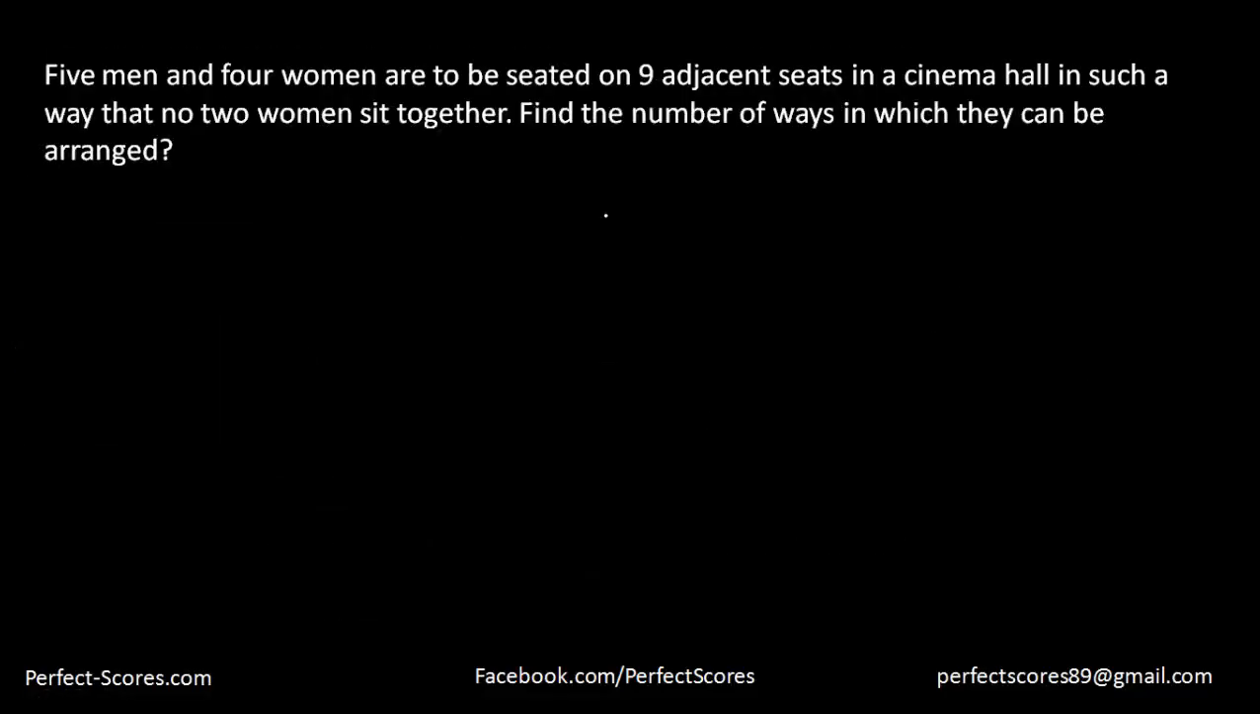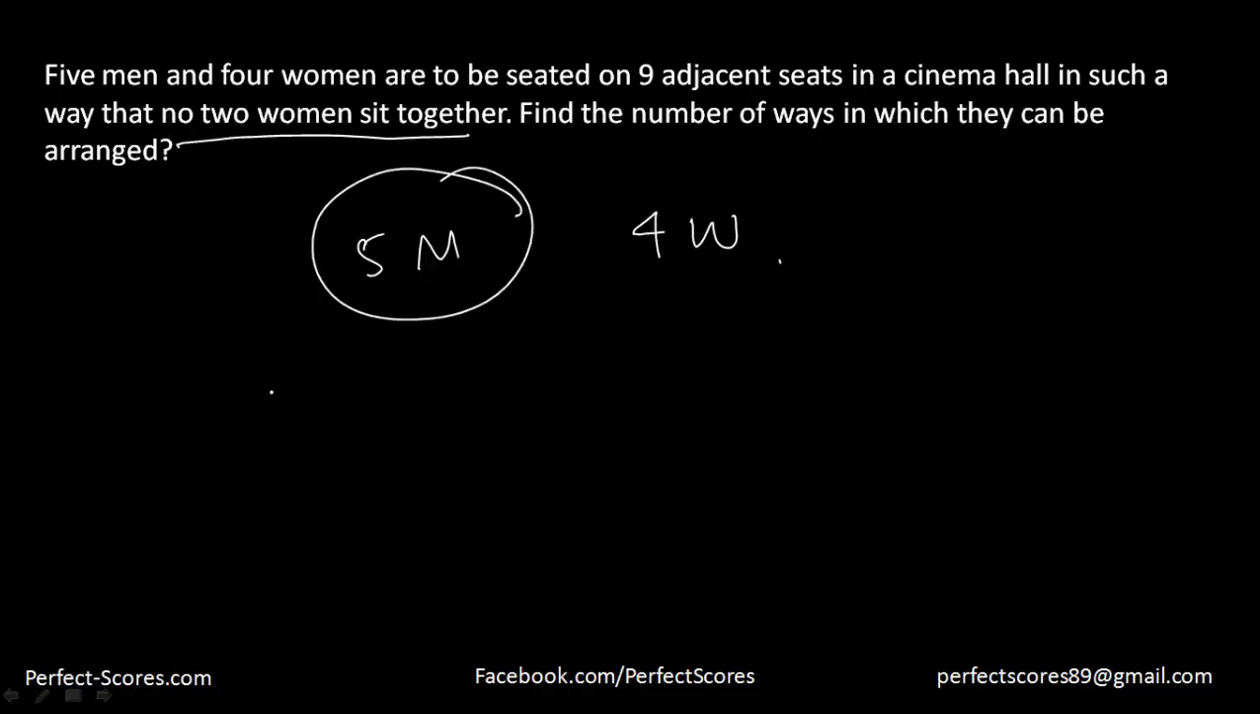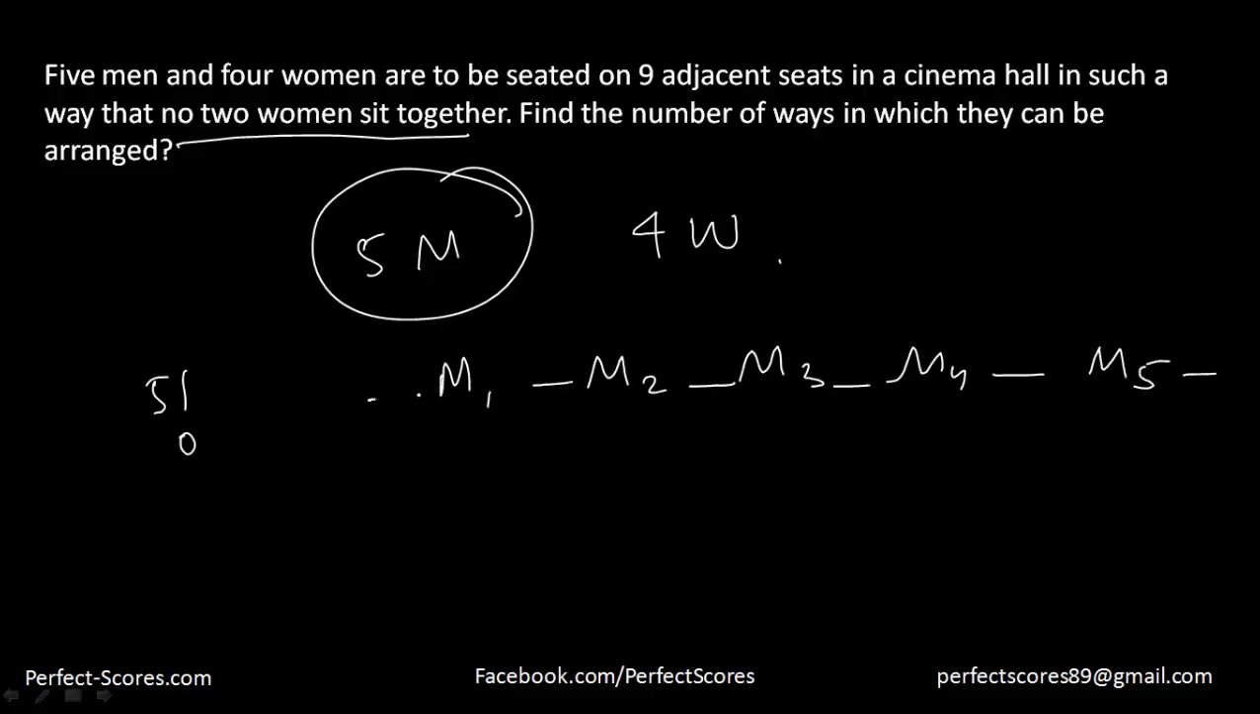Alright guys, let's go ahead and see this question. It says that 5 men and 4 women are to be seated on 9 adjacent seats in a cinema hall in such a way that no 2 women sit together. So you have 5 men and you have 4 women, right? So again, it's a way of arranging them separately. So what we do is we arrange the bigger group first. So that can be arranged in 5 factorial ways. So I'm going to have M1, M2, M3, M4 and M5. Now someone can come here, here, here, here and here and here.